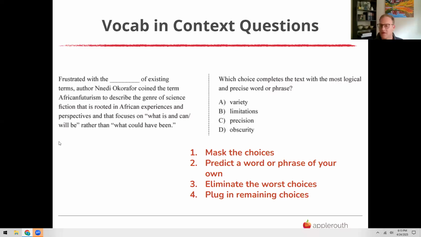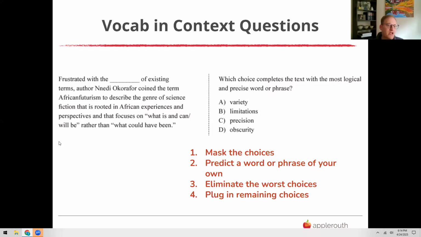Number 1, black out the choices. Ignore them. Do not let them cloud your judgment. Number 2, read the passage and predict a word or phrase of your own. Sometimes that's hard and you can just do a negative, positive, or get the vibe of the word, and that could be enough. And then, once you've predicted the word, try to eliminate the worst choices that do not match. There could be words we don't know, or it might just be uncertain, so you plug in remaining choices and pick the one you like.